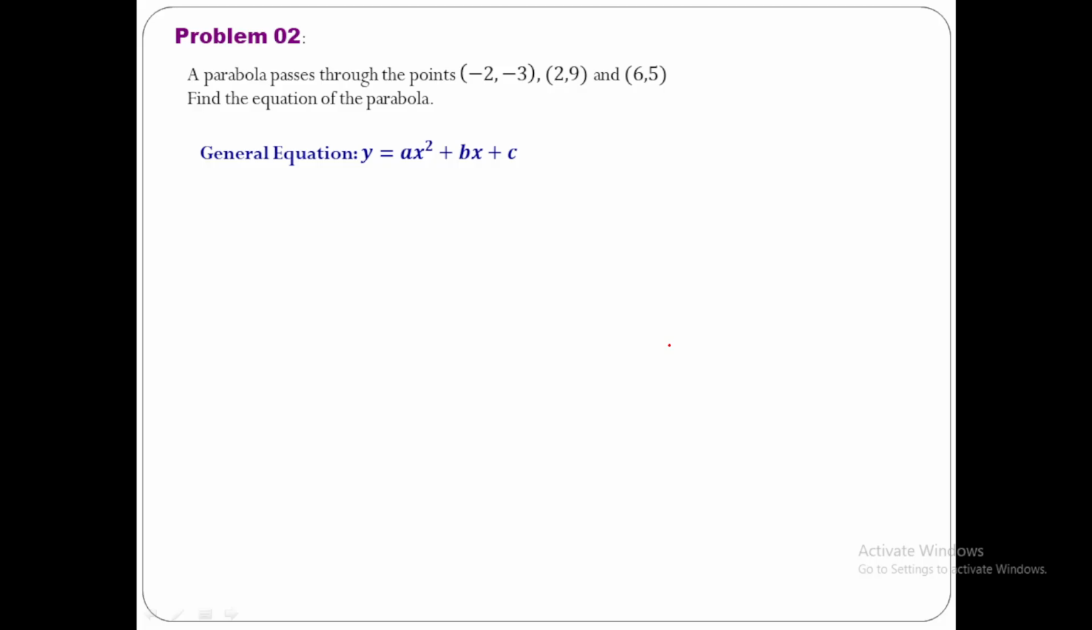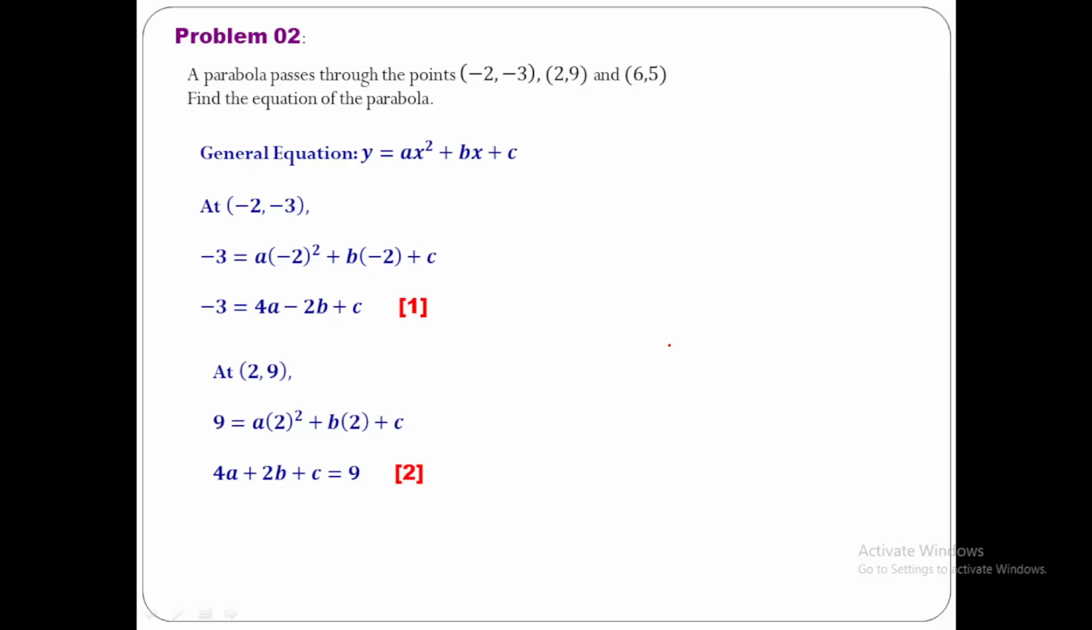Let's substitute the first point (-2, -3). Then we get -2 times -2 is 4, that is 4a, and -2 times b is -2b, plus c is equal to -3. That is the first equation. Then the second equation at (2, 9), let's substitute x is 2 and y is 9. We get the equation 4a plus 2b plus c is equal to 9. And the third equation, the third point (6, 5). When we substitute the third point into the equation, we get 36a plus 6b plus c is equal to 5.